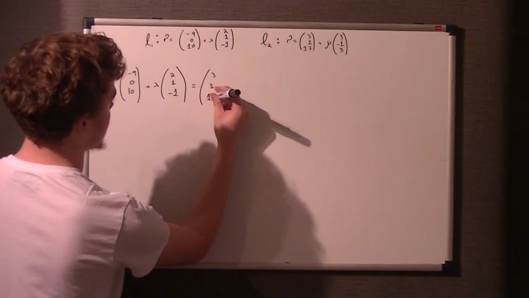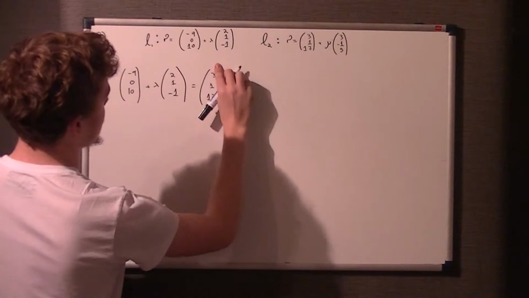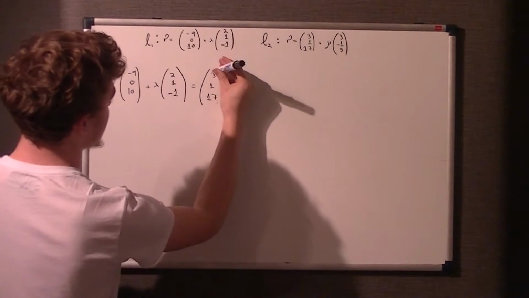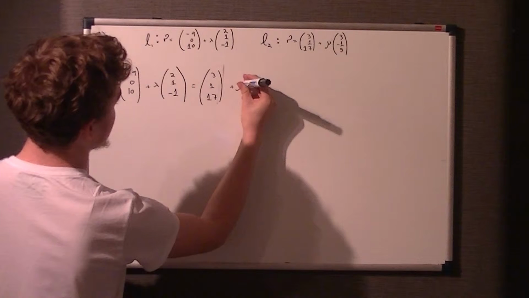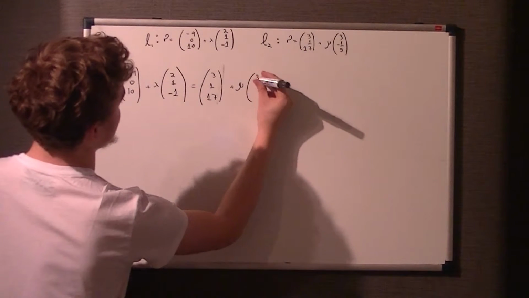Okay, so I'm just simply writing out the equations of the lines again. You don't have to, but it helps me to explain it.